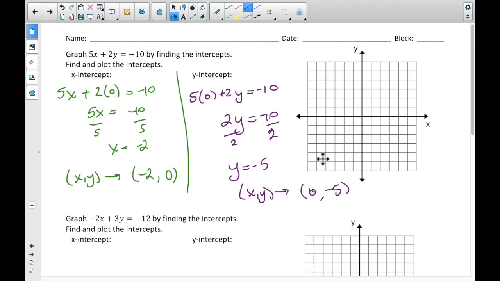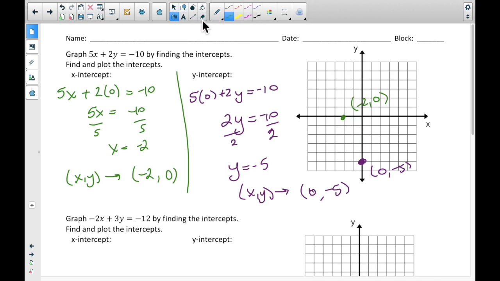Okay, now I need to graph those points. So 0, negative 5 is down here. That's the point 0, negative 5. And negative 2, 0 is over here. Here's my point, negative 2, 0.